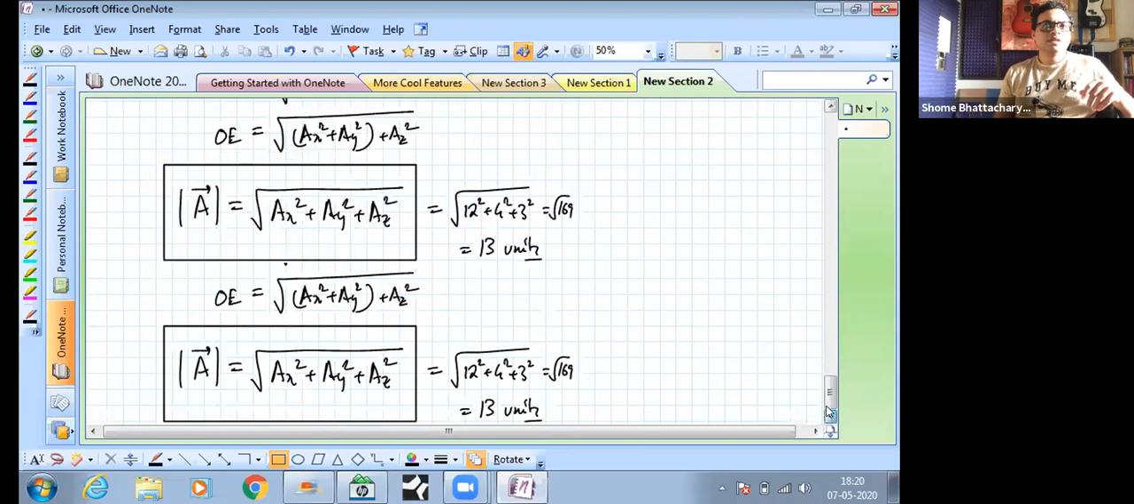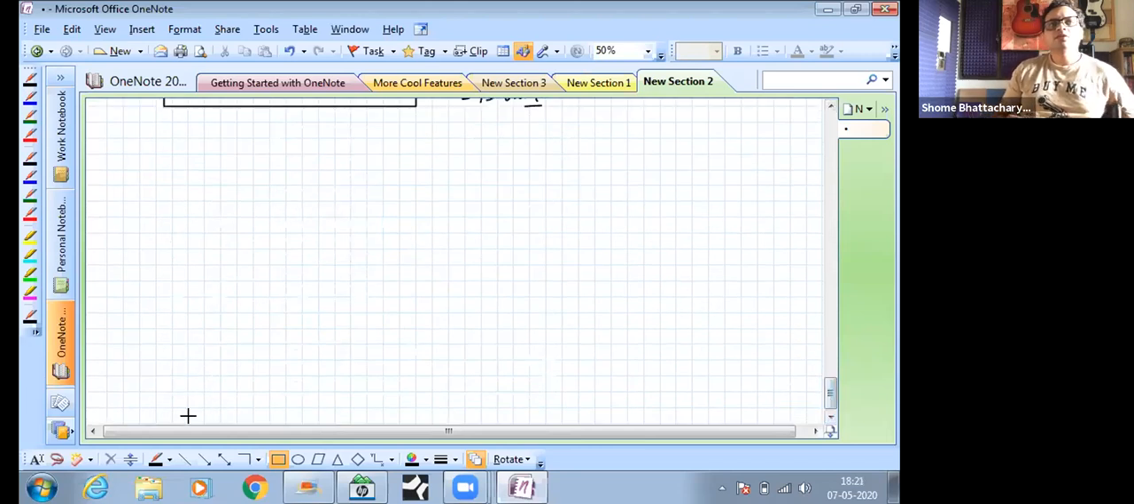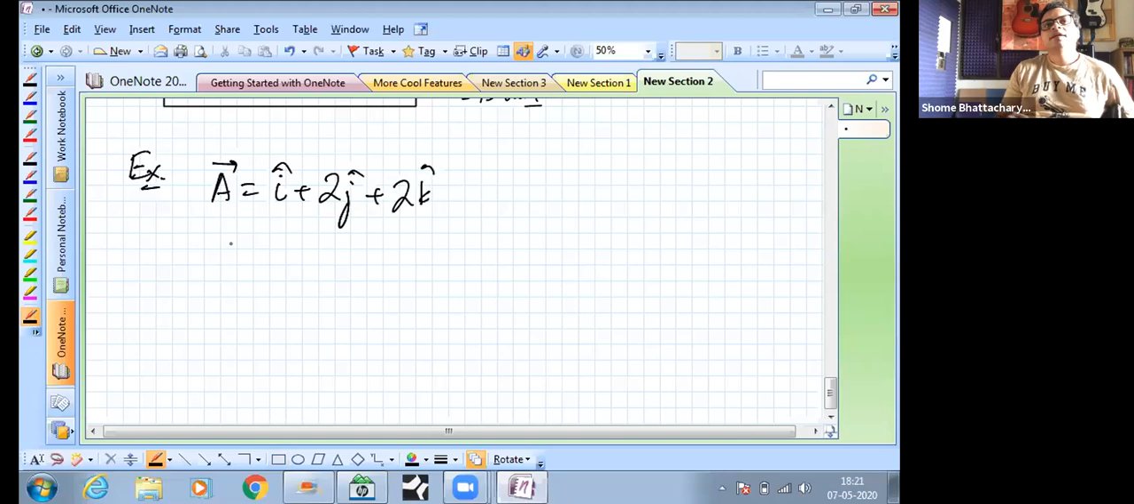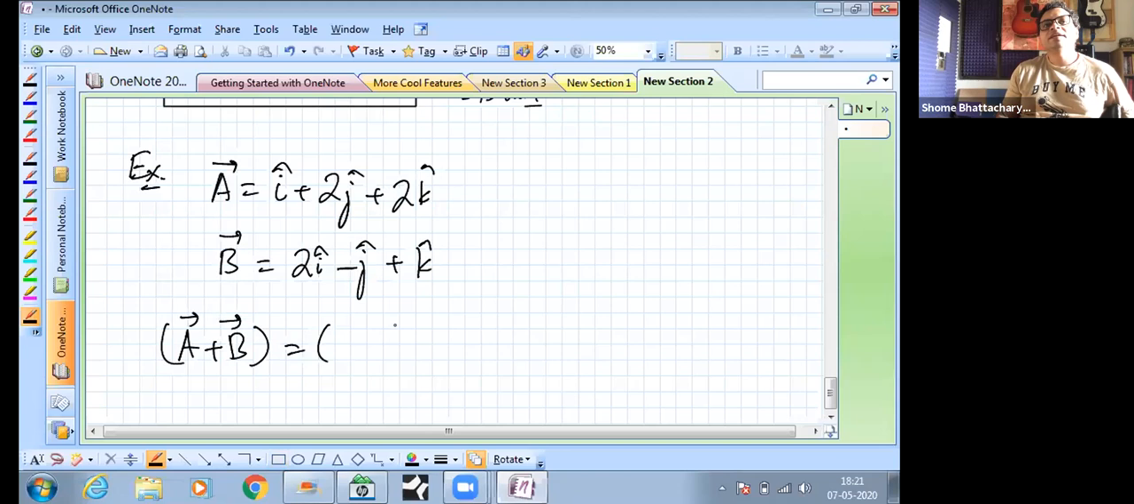So go through this section carefully through the video lecture once more, and I'll explain in detail. Okay, now final thing to keep in mind, for example, you have something like this. Vector A is i cap plus 2j cap plus 2k cap, and vector B is, let us say, 2i cap minus j cap plus k cap. Now we can calculate A plus B or A minus B by using the same kind of method as we've done before. So this will become the sum of their x components into i cap plus the sum of their y components into j cap plus the sum of their z components into k cap.